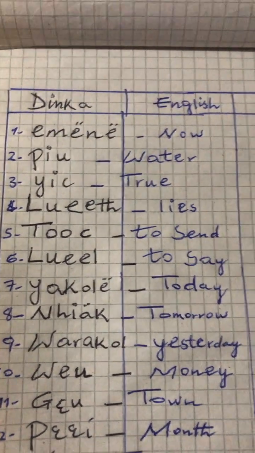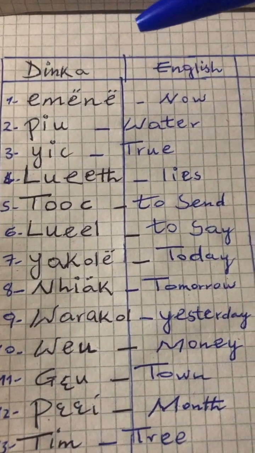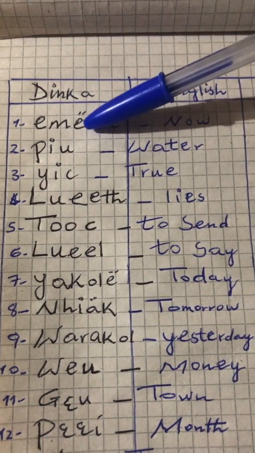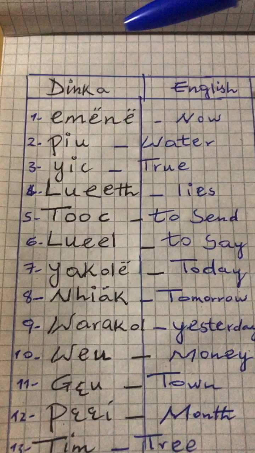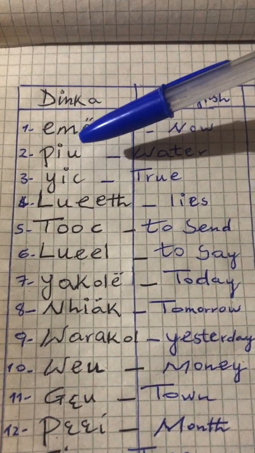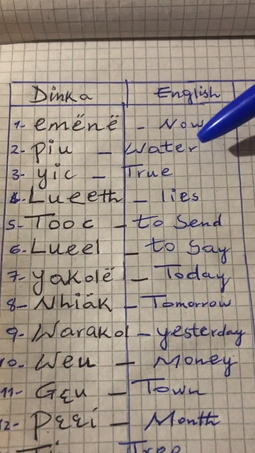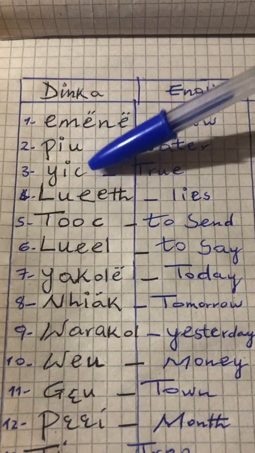We are going to learn 14 Dinka words and English words also. Number 1, emene. Emene means now. Number 2, pew. Pew in Dinka means water. Water.